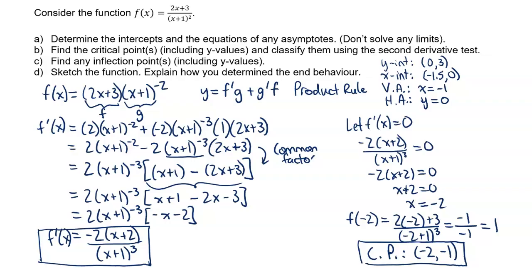Now just before I go to part C, let's keep in mind that this is either a local max or a min, or it could be an inflection point or a vertical asymptote as well. So it could be any of those things. We know it's not a vertical asymptote already, so we can establish that's not the case. As we look at the second derivative, we'll be able to tell if it's a max, min, or inflection point.